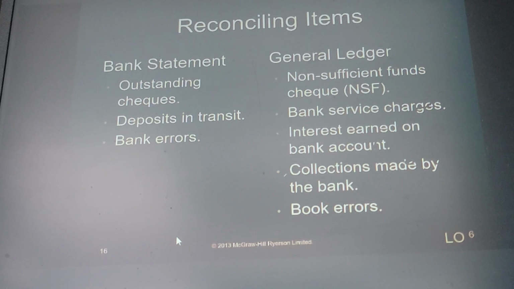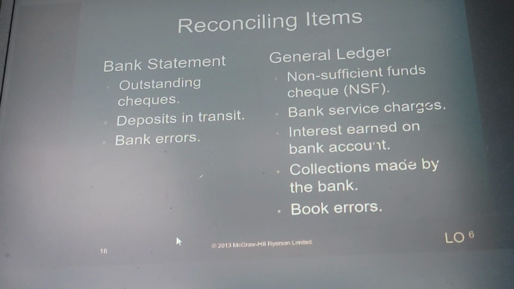Sometimes the bank does collections for you. You have a notes receivable. You don't want to deal with Sona. She's trouble. I don't want to call her every day and ask for my money. I give the note receivable to the bank, and the bank will collect it for me. Or the bank will give me the money and charge me for that. So I don't know about it until I see.